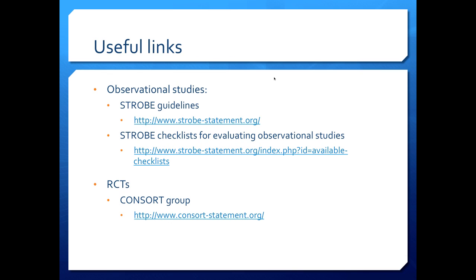Next time you're preparing for journal club, here are some places you can turn. For observational studies, check out the STROBE checklists for evaluating studies. The guidelines there can also help you in the design and writing phases. Similarly, for RCTs, check out the CONSORT group for guidance. I find the checklists are particularly helpful because they guide you through the process of critical appraisal and point out likely sources of bias, error, and confounding.